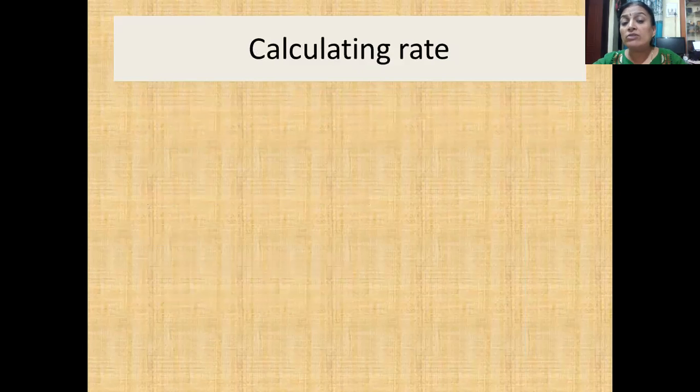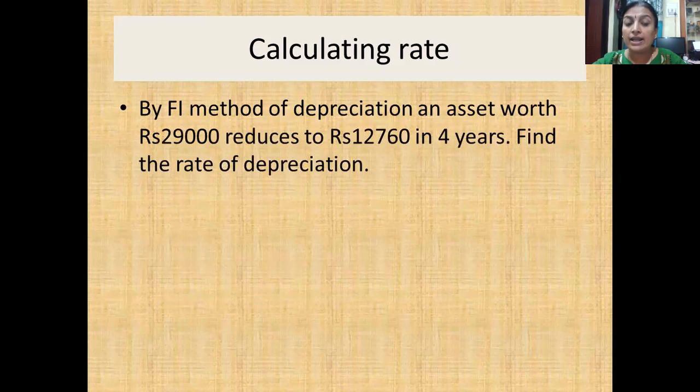And the left out thing is rate. We have to calculate the rate here. Fixed installment method of depreciation, an asset worth rupees 29,000 reduces to 12,760 in 4 years. So here we observe what is given in the problem: P is 29,000, V is equal to 12,760, and 4 years means N is equal to 4 years, and we don't have the I.